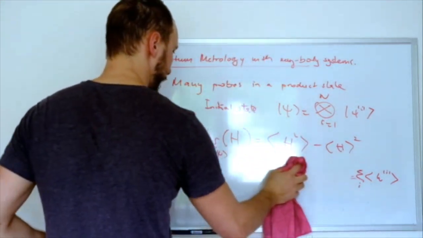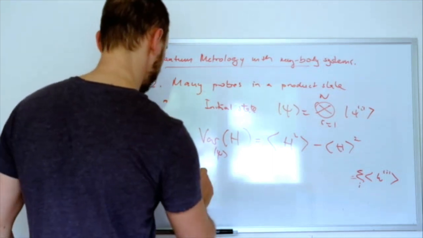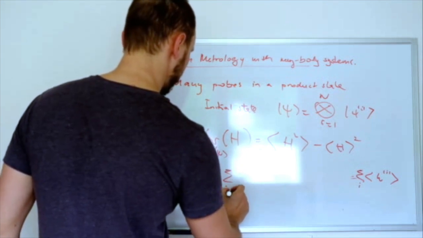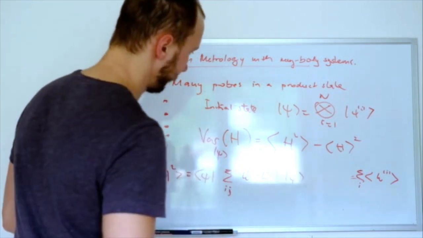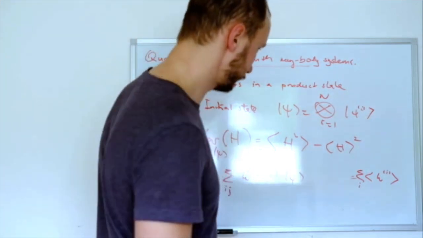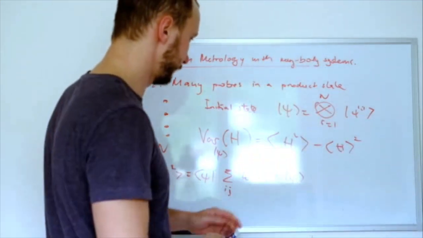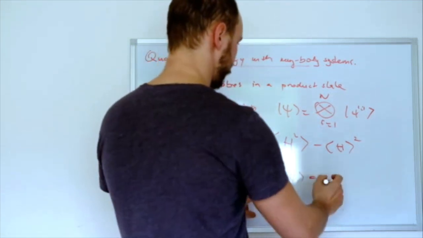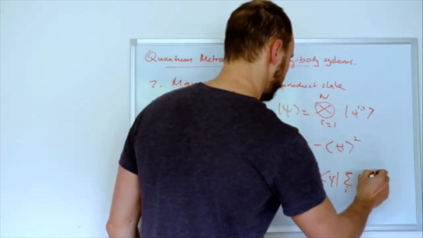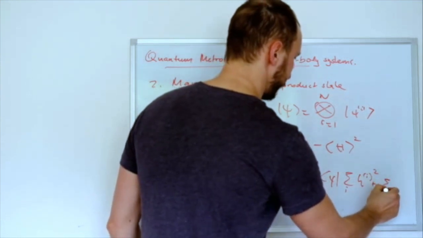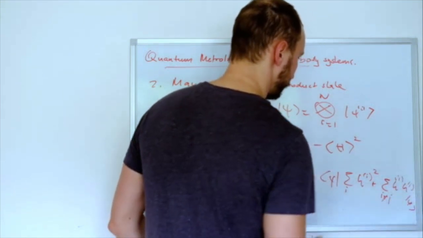Now, what is the square? The square is a bit more tricky. So what is the expected value of H squared? Well, this is psi again, and then I have a double sum over i, j of H_i H_j on psi. Now I have to distinguish two cases: one where i is not equal to j, and one where they are equal. When they're equal, we get the sum over i of H_i squared, plus the sum over i not equal to j of H_i H_j on the same state.